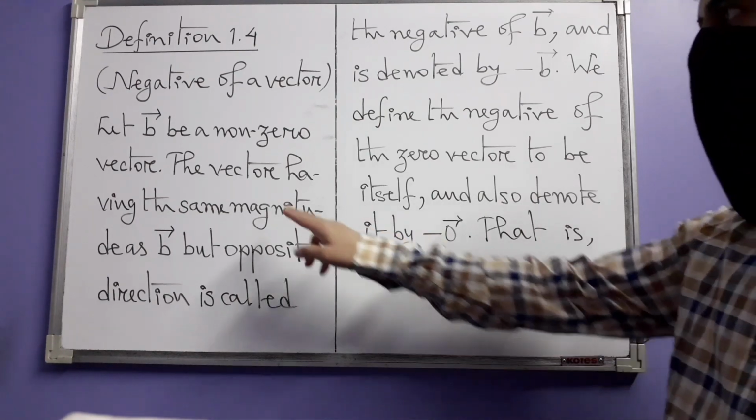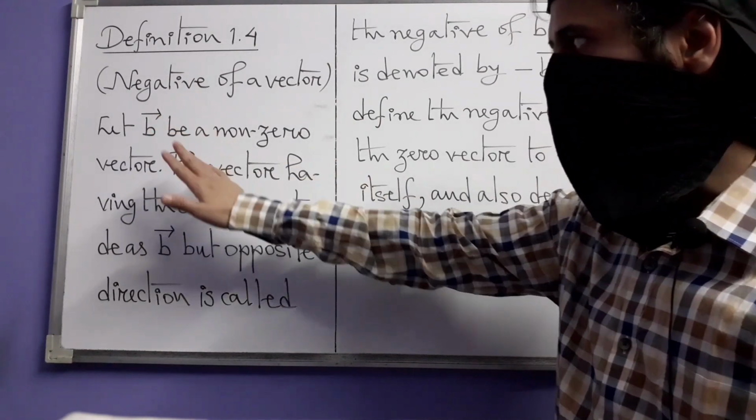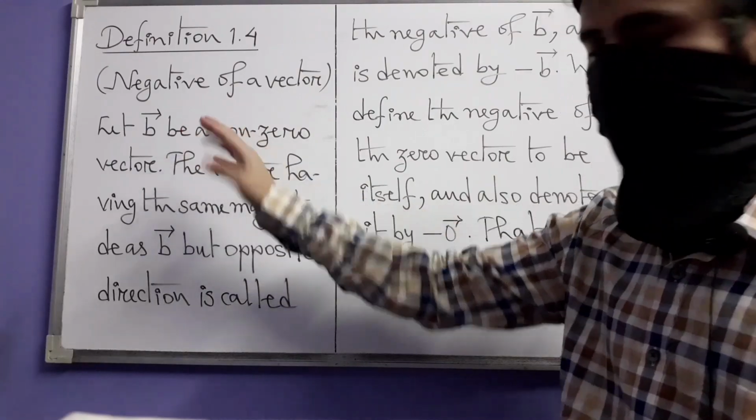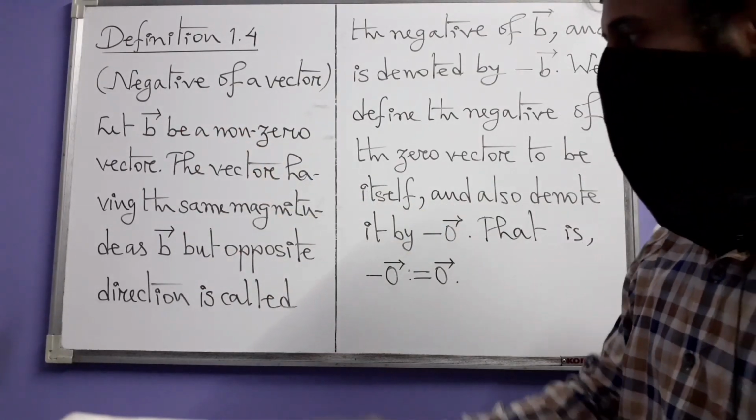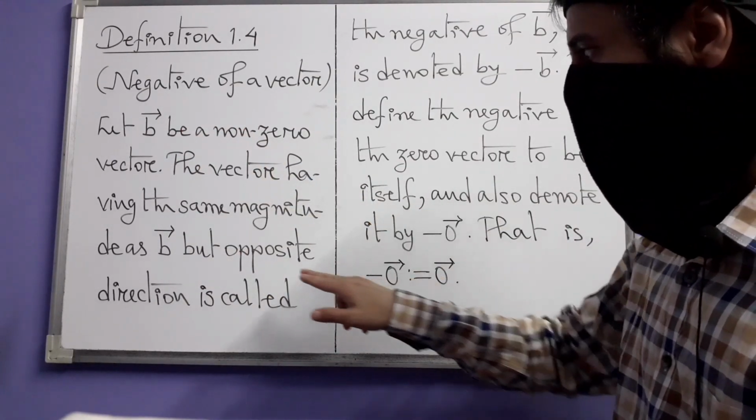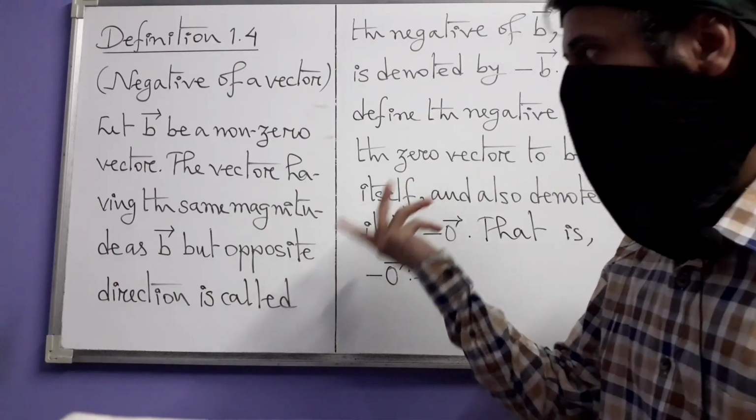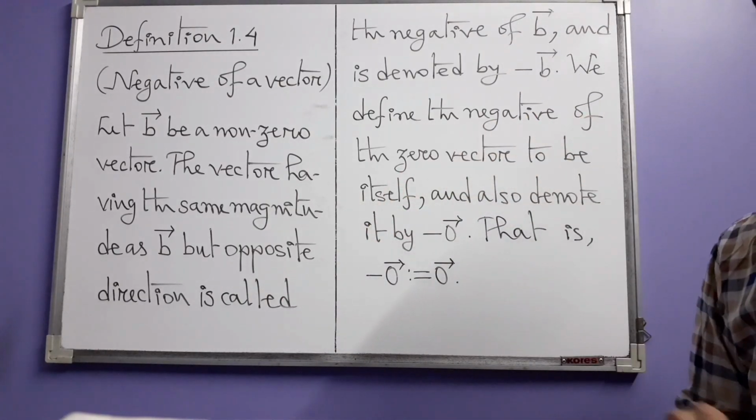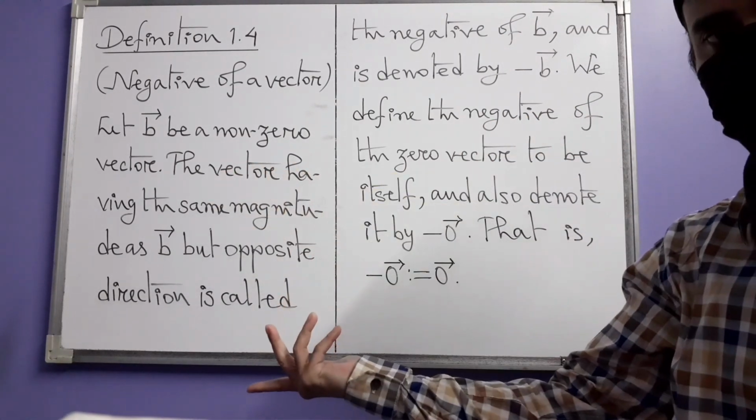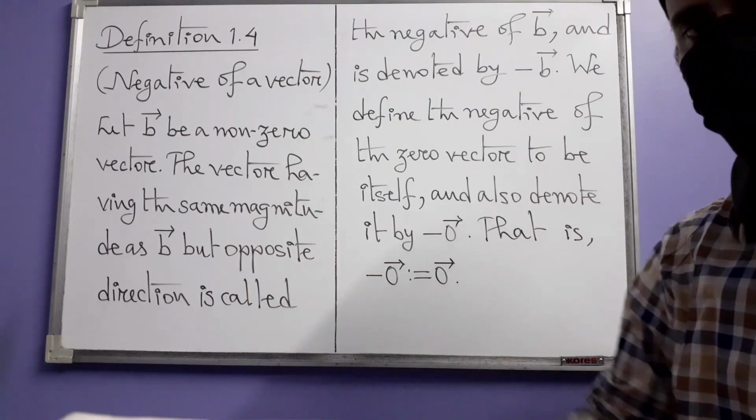In the book, the author simply defined the negative of any vector. But the problem is that you cannot talk about the direction of the 0 vector. If your B is 0, there is no direction. Then what does this mean? That is why.